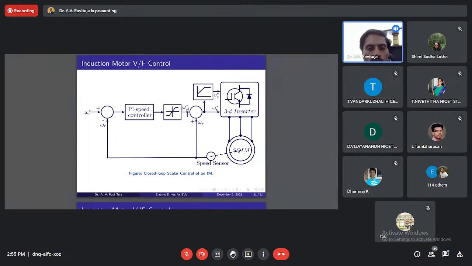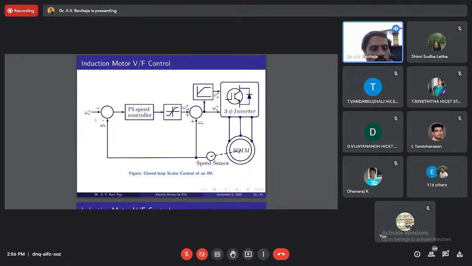V by F control, as I told, V and F we change such that V by F remains constant. And then we give that voltage with frequency to the inverter, which actually gives a voltage with variable frequency according to V by F constant to the motor. And then I will design my control algorithm.